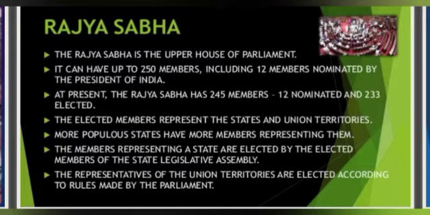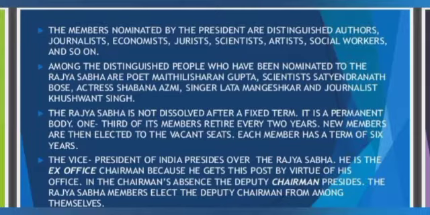More populous states have more members representing them. The members representing states are elected by the elected members of the State Legislative Assembly. The representatives of the Union Territories are elected according to the rules made by the Parliament. The members nominated by the President are distinguished authors, journalists, economists, jurists, scientists, artists, social workers, and so on.